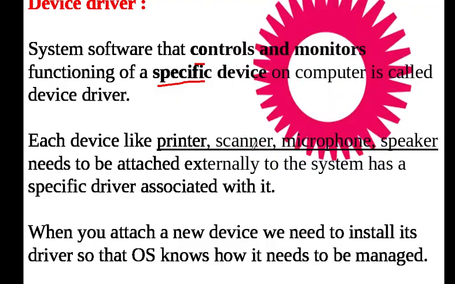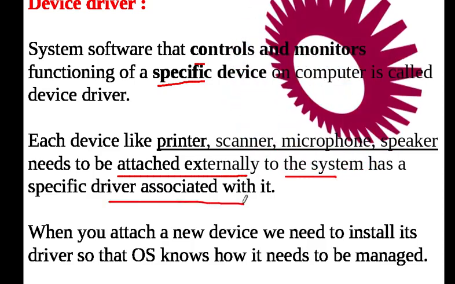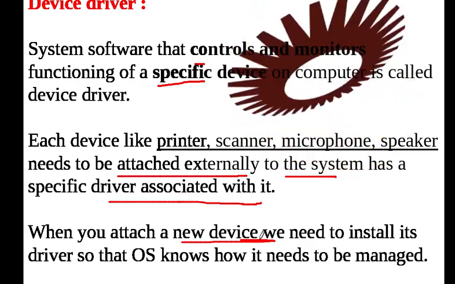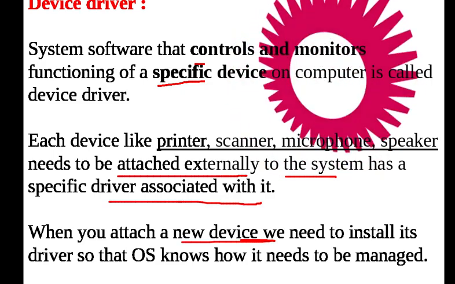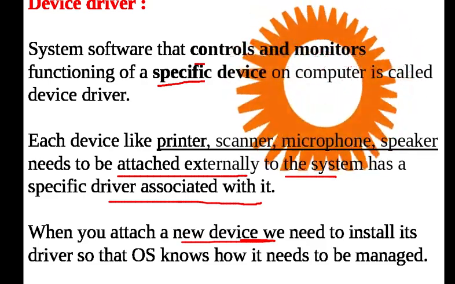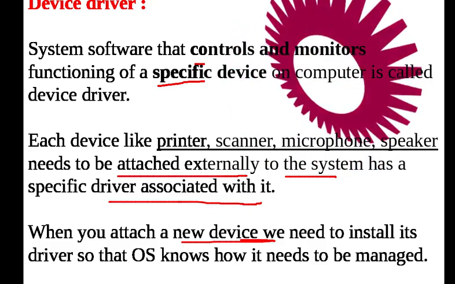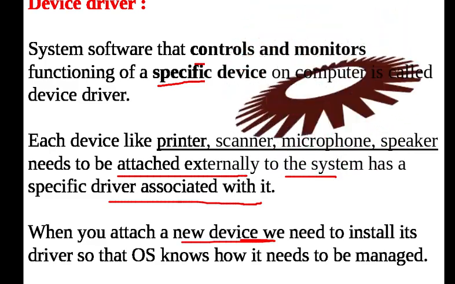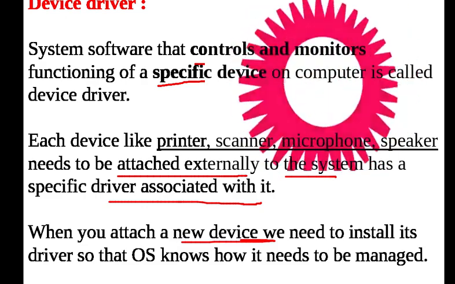Each device like printer, scanner, microphone and speaker, which needs to be attached externally to the system, has a specific driver associated with it. When you attach a new device, you have to install its driver. For example, suppose your computer or laptop doesn't have Bluetooth. How do you make your computer Bluetooth-enabled? There is a Bluetooth device that you connect to your PC or laptop. Along with that device, you will get a Bluetooth device software. Install it, and automatically your computer or laptop will become Bluetooth-enabled. You can access your computer or laptop with the help of the Bluetooth device. So that is what a device driver is.